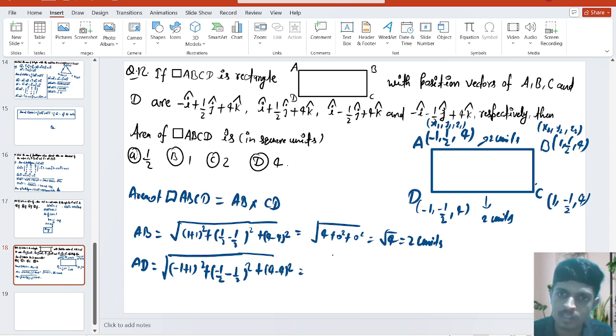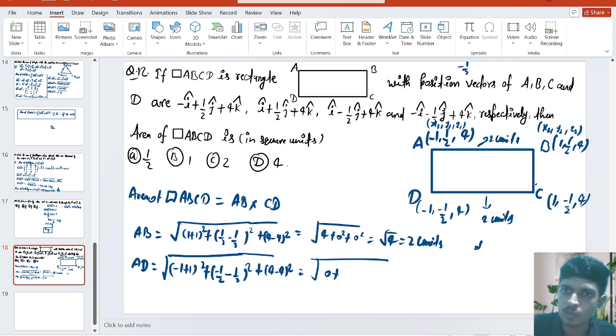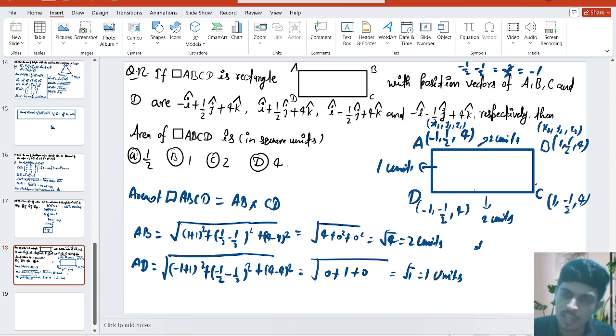Simplifying, you get minus 1 plus 1 whole square, which is 0 square. Minus 1 by 2 minus 1 by 2 gives minus 2 by 2, which is minus 1. So minus 1 whole square becomes plus 1, and 4 minus 4, 0 whole square becomes 0. This is under root 1, which is 1 unit. So AD is 1 unit, and BC is also 1 unit because this is a rectangle.